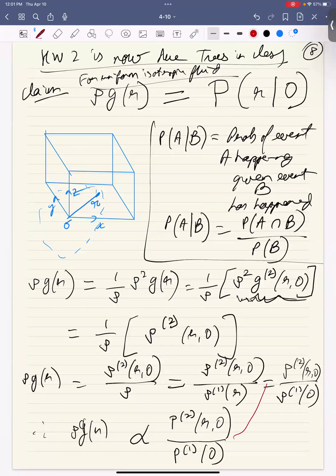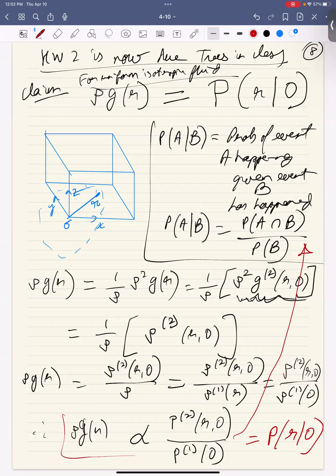Notice this is just the base formula. P2 of r comma 0 is the joint probability of finding one particle at r and one particle at 0. P1 of 0 is the probability of finding one particle at 0. So this is nothing but the conditional probability of finding something at r when there's something at 0.